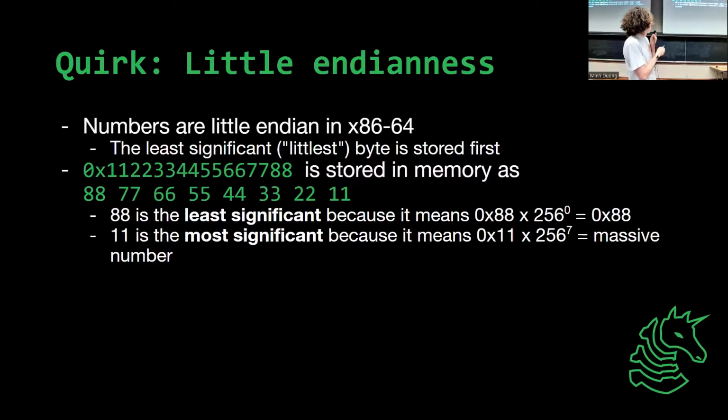The reason this is least significant byte stored first: 88 is the least significant byte because in this number it means 0x88, which is not a very big number. Consider this to be a base 256 number where every pair of numerals is a digit. The first digit contributes the most to the magnitude of the number. It's 0x11 times 256 to the 7, so it's very significant. It's the most significant byte. This is the least significant byte. The less significant the byte is, the earlier it goes in the little endian representation, if that makes sense.